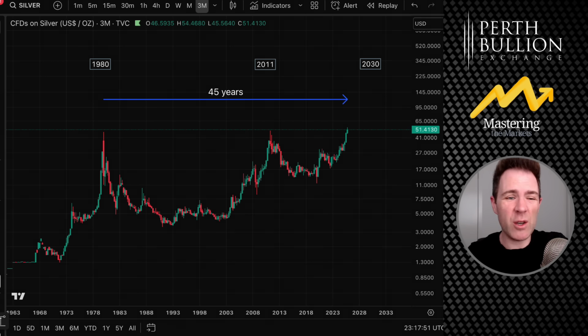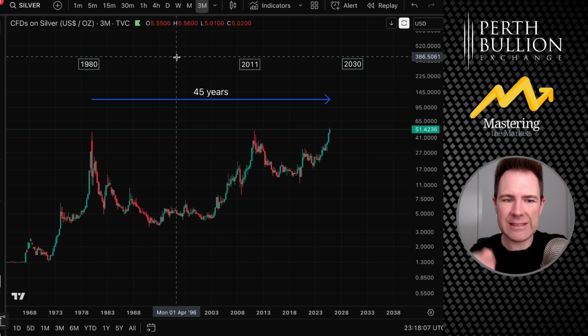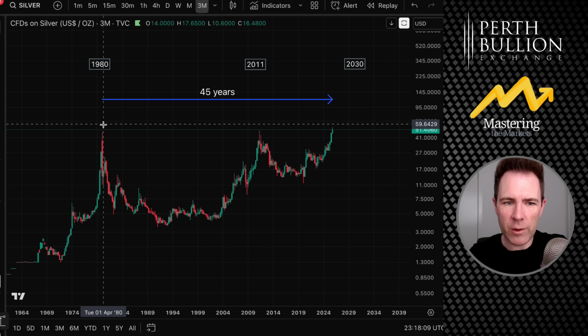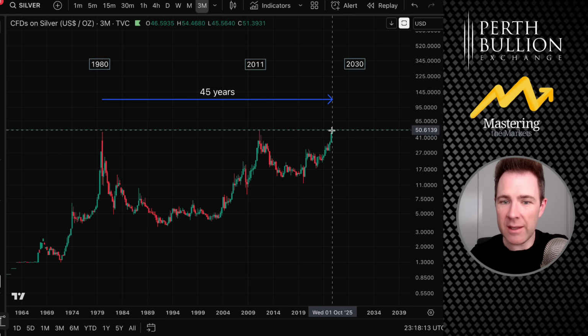Here is silver on the quarterly time frame, priced in USD, $51.40. Right now, we've zoomed out to the big macro. It is on the logarithmic scale as well. Many of my subscribers have already seen this macro view, of course, the 45-year cup and handle formation that is playing out.